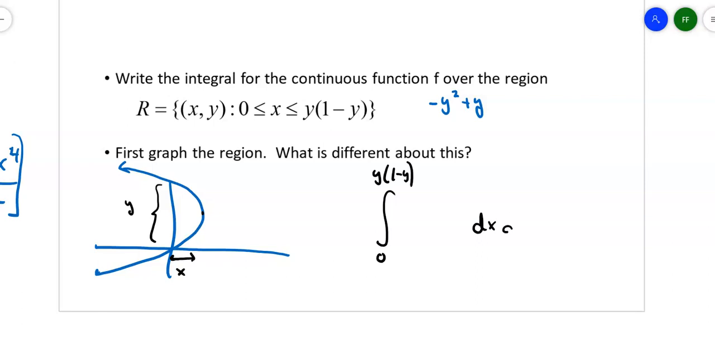The outside ones start at 0, because I could see that they're going to start at 0 here. But what's this number up here? What value do I use up there for my y? Well, what happens if I put a 1 in for y? I get 1 times 1 minus 1, which is 0. Okay, that's where it crosses the axis. And then I just use f of x, y. So there are times when you would want to do the dx first and then the y because of the way that the figure is drawn and how it's sliced.